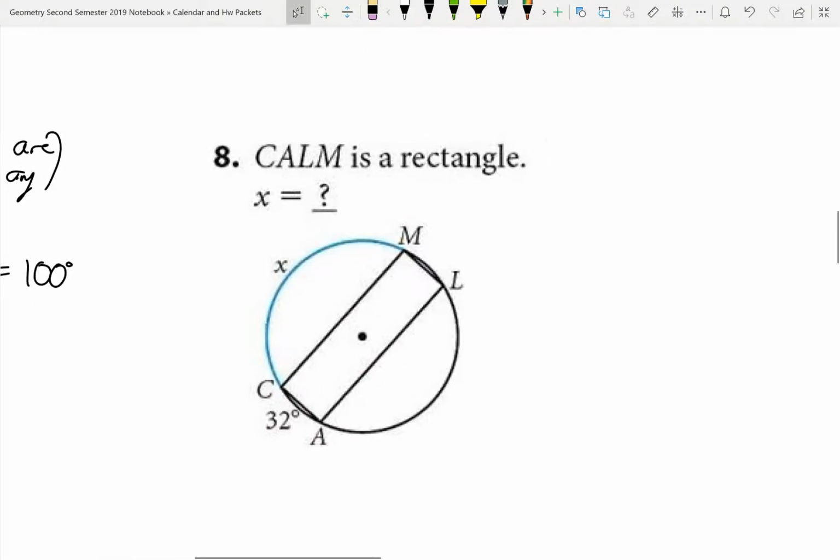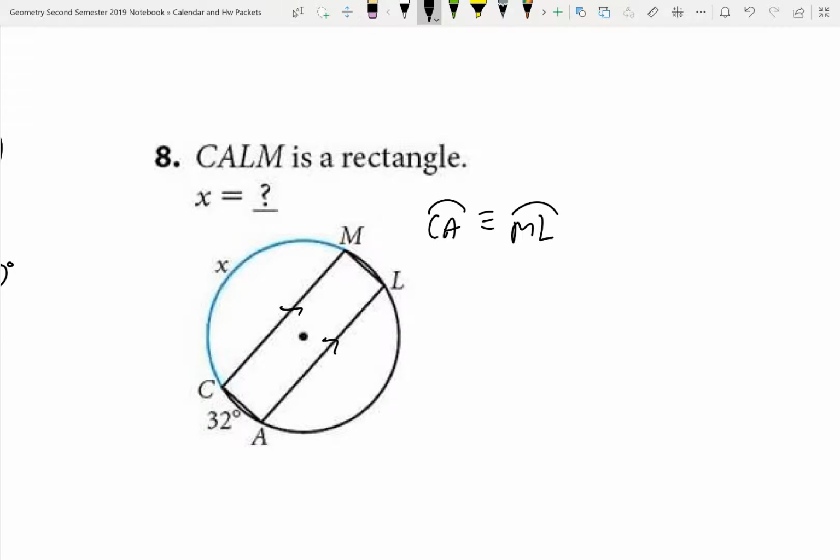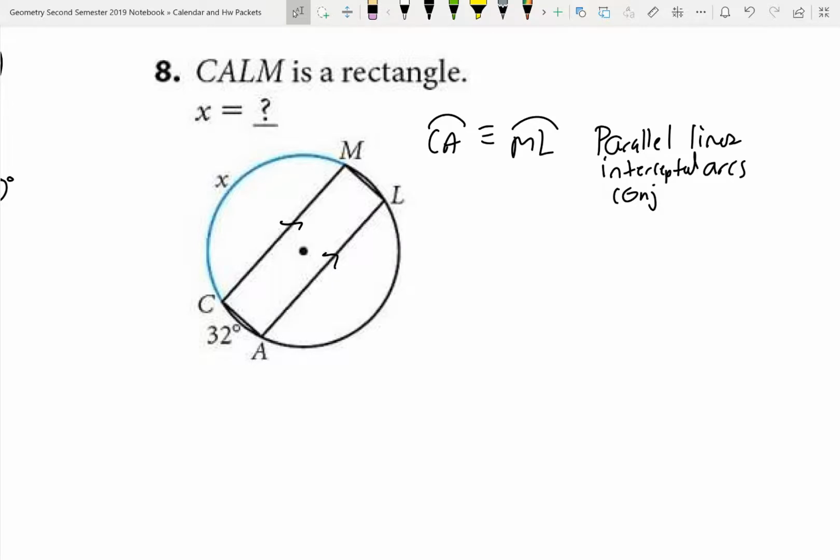Okay. Next is we have a rectangle, and that's going to mean that these are parallel to each other. And so arc CA is congruent to arc ML because of the parallel lines, intercepted arcs conjecture. And so that's going to mean that ML is 32 degrees. And that would make this also equal to X. That's because of the chord arcs. These are congruent because they're rectangles.